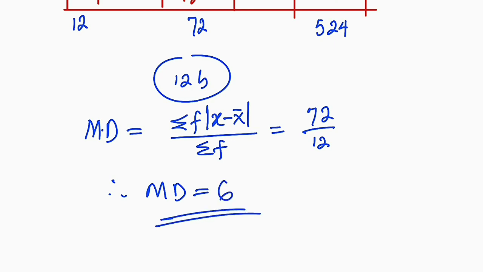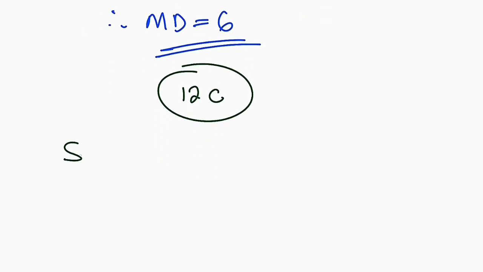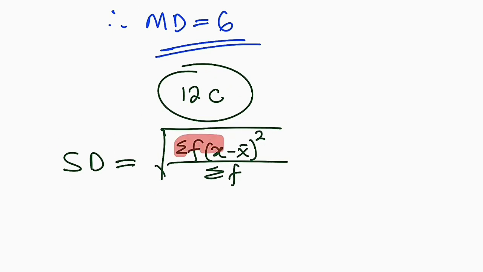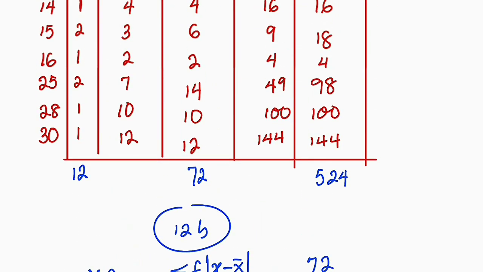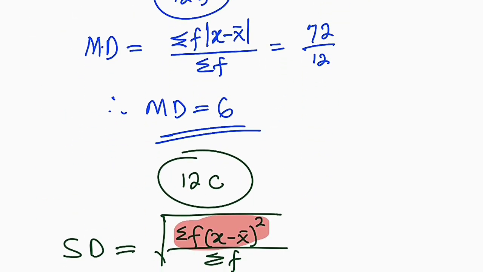As simple as that. Then moving on to the standard deviation, 12c. Standard deviation is equal to the square root of the summation of f of x minus x bar whole squared divided by summation of f. This is the formula. And already we have the whole of this. Summation of f of x minus x bar whole squared is 524. You can see that here. Summation meaning we should add all of this together. And that will give us 524.